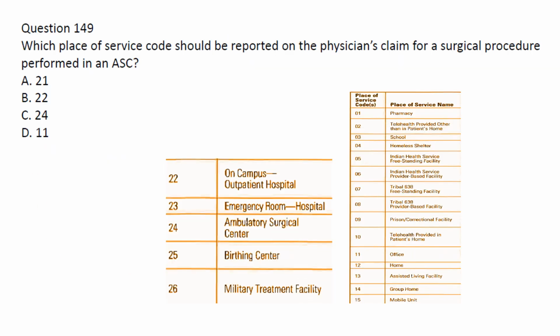Which place of service code should be reported on the physician's claim for a surgical procedure performed in the ASC? ASC stands for Ambulatory Surgical Center. At the beginning of your CPT book, you have the place of service code and place of service name. In our case, it is the Ambulatory Surgical Center, and the code is 24. So answer C is the correct answer.